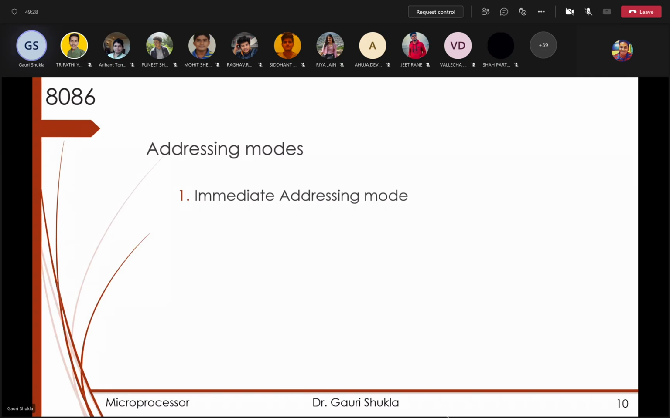When we talk about addressing mode, in general, what is addressing mode? It is how, in the instruction, I'm specifying my operands. In a basic way, I can tell you this: how my operands are presented in the instruction. So it refers to the different methods of addressing or selecting the operands.